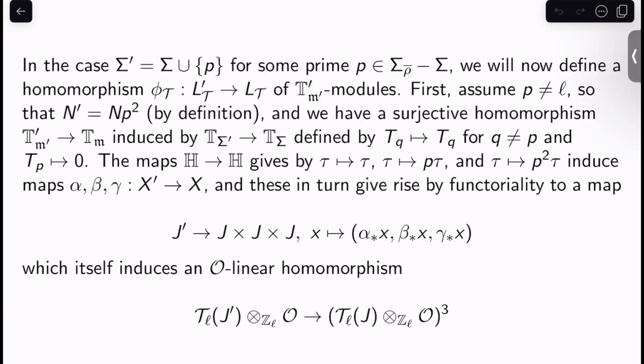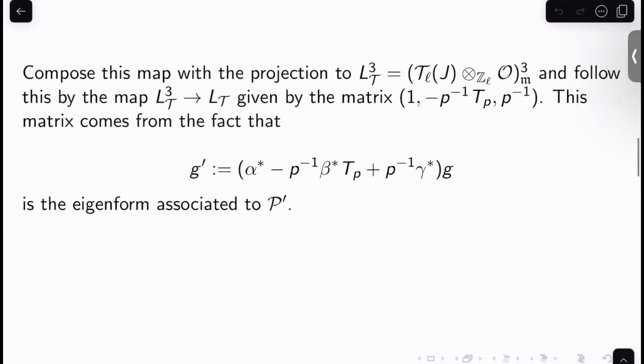And this itself induces an O-linear homomorphism from the Tate module TL of J prime tensored up to O over Z sub L to TL of J tensored up to O over Z sub L cubed. Okay, so this is all information we've known for a long time. Let's compose this map with the projection to L cubed sub T, which is the Tate module TL of J tensored up to O cubed localized at M. And we'll follow this by the map L sub T cubed to L sub T given by the matrix 1, negative P inverse, T sub P, P inverse.